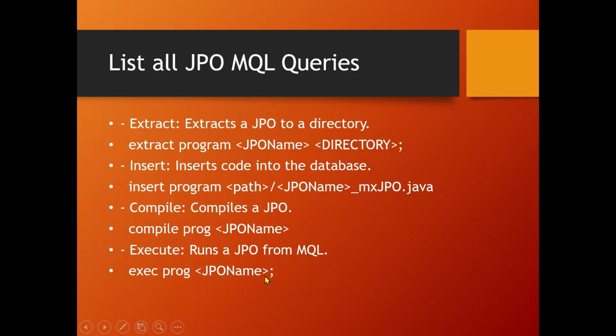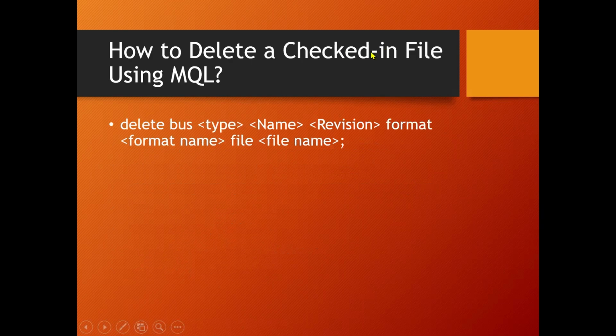Now moving to the next question. How to delete a checked-in file using an MQL query. As we have seen in the previous slide, to a particular object we can check in some files. So if we want to delete any one of them, in that case we'll use this: delete bus, type, name, revision, the format of the file which we want to delete, and the name of the file. So this is the query to delete a checked-in file.